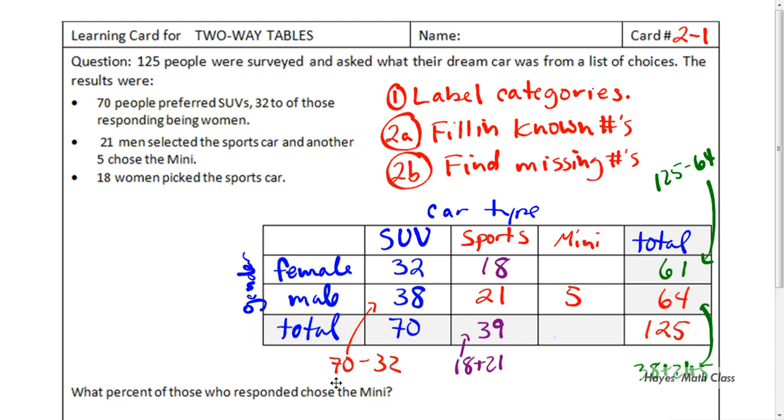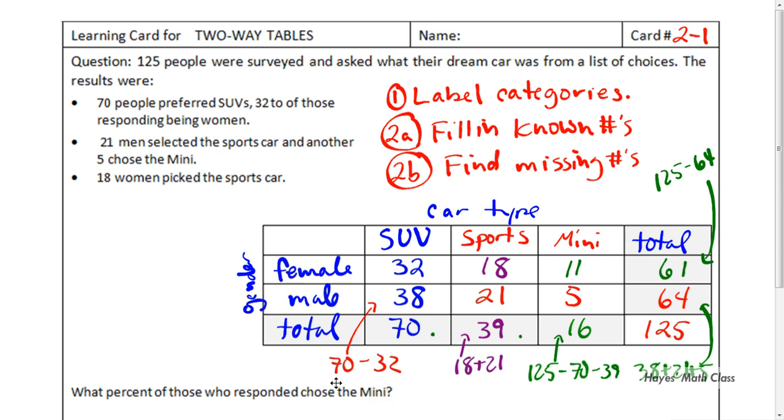So I'm going to go down here, to this box, because it just makes the explanation a little easier. 125 minus my 70 minus my 39. Because I've got 70 people buying the SUV here, 39 buying the sports car, so everybody left over has got to like the Mini. So that's 109 people, so it means I've got 16 people down here, which means if I did the math, 11 women would prefer the Mini.